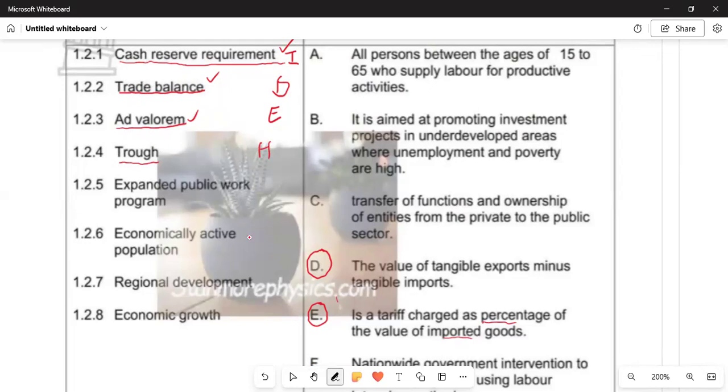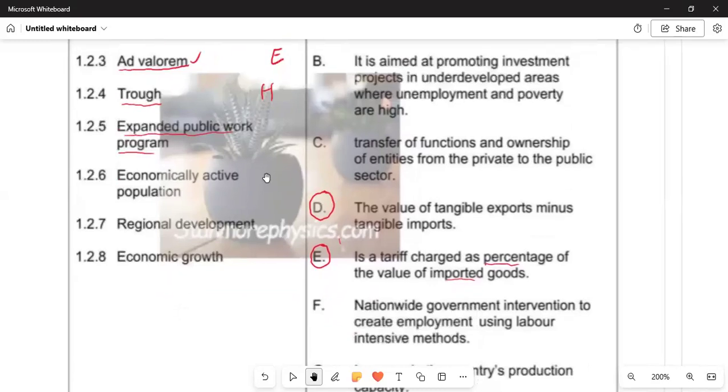Now we are moving on to 1.25, expanded public works program. Expanded public works program. So now we want to see this description that is going to match that, 1.25. So as you're moving on, we can see that F is the correct answer: nationwide government intervention to create employment using labor-intensive methods. So that is where we're saying now F is the correct answer.